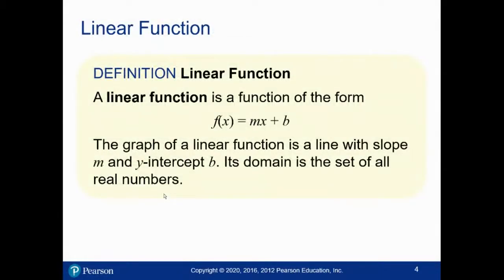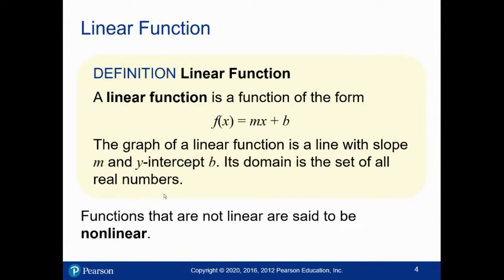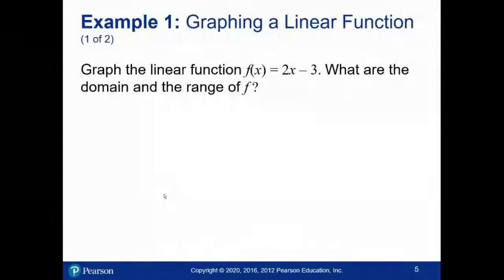So a linear function is just something of the form mx plus b, where m is called the slope and b is the y-intercept. There are other ways to write linear functions or lines. Point-slope form happens to be my favorite. This one here is called slope-intercept form. If a function isn't linear, it's called nonlinear, not the most complicated definition.